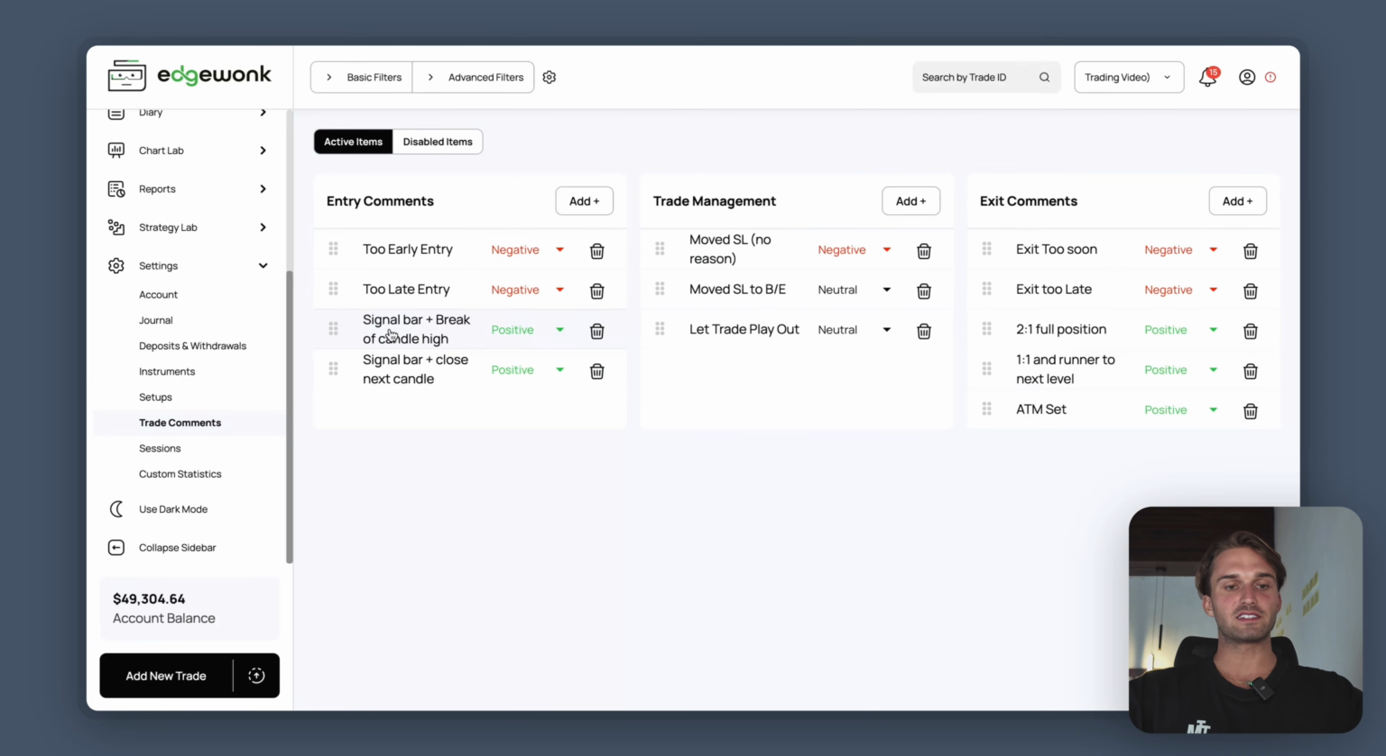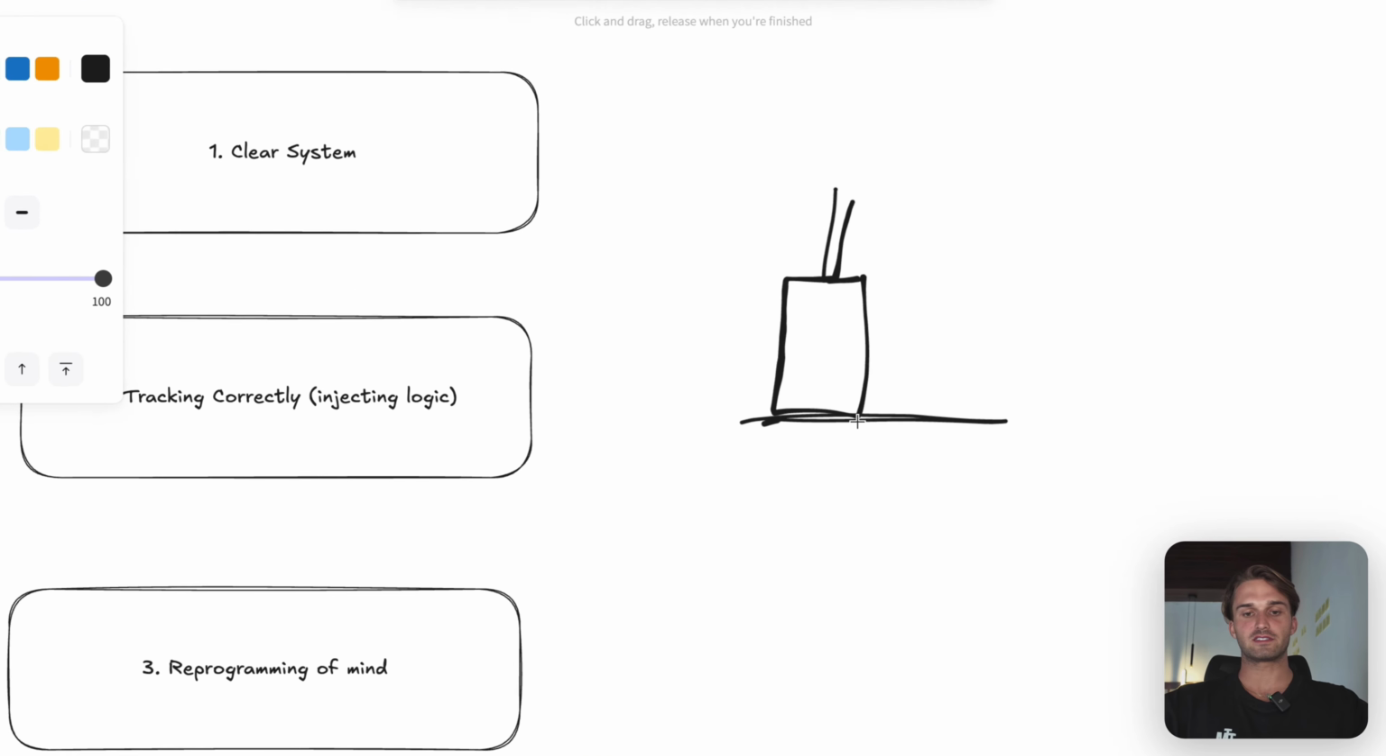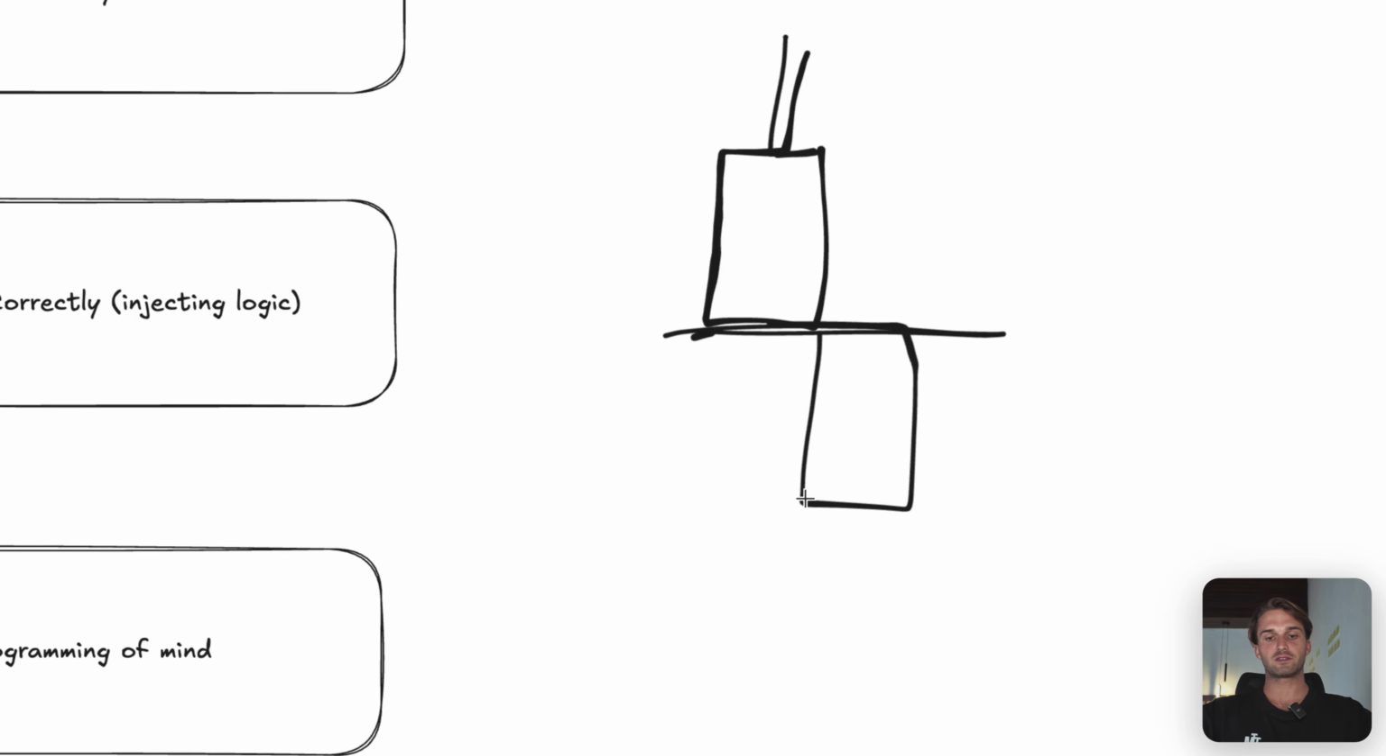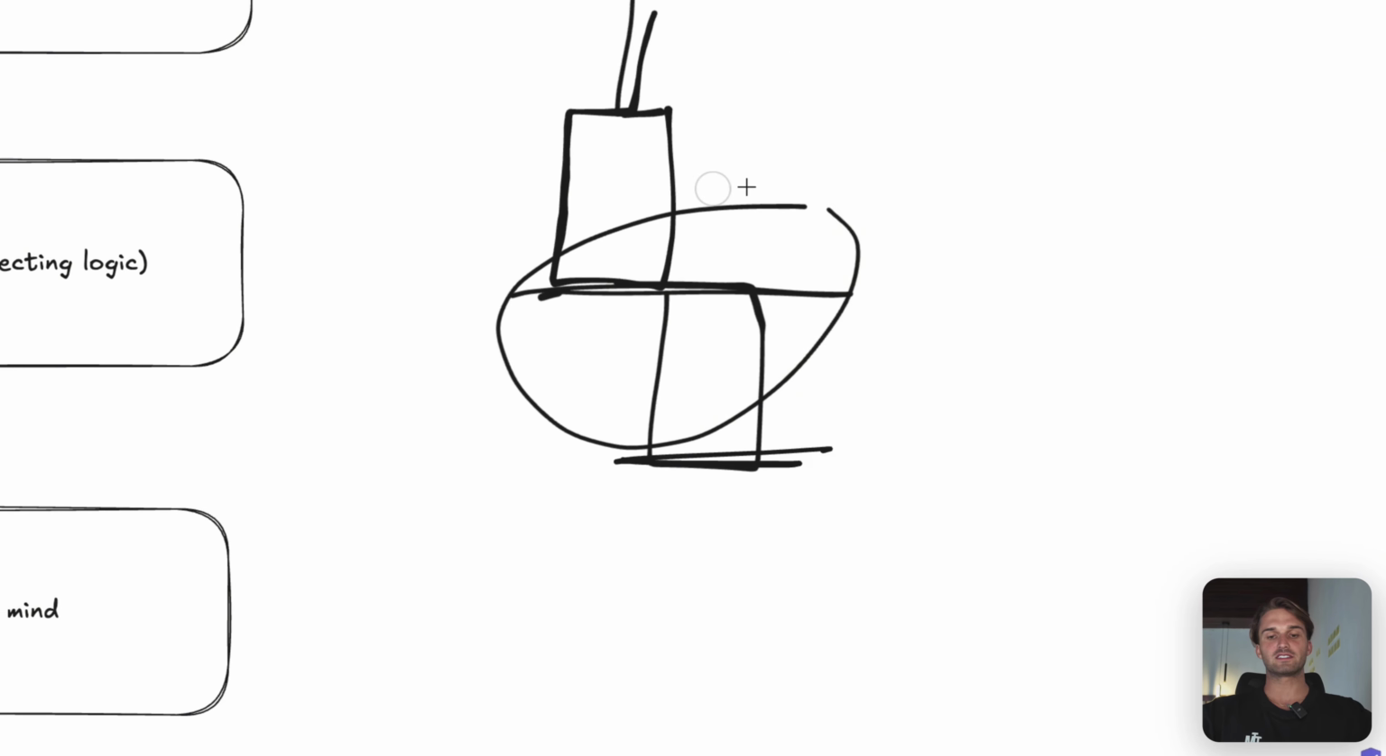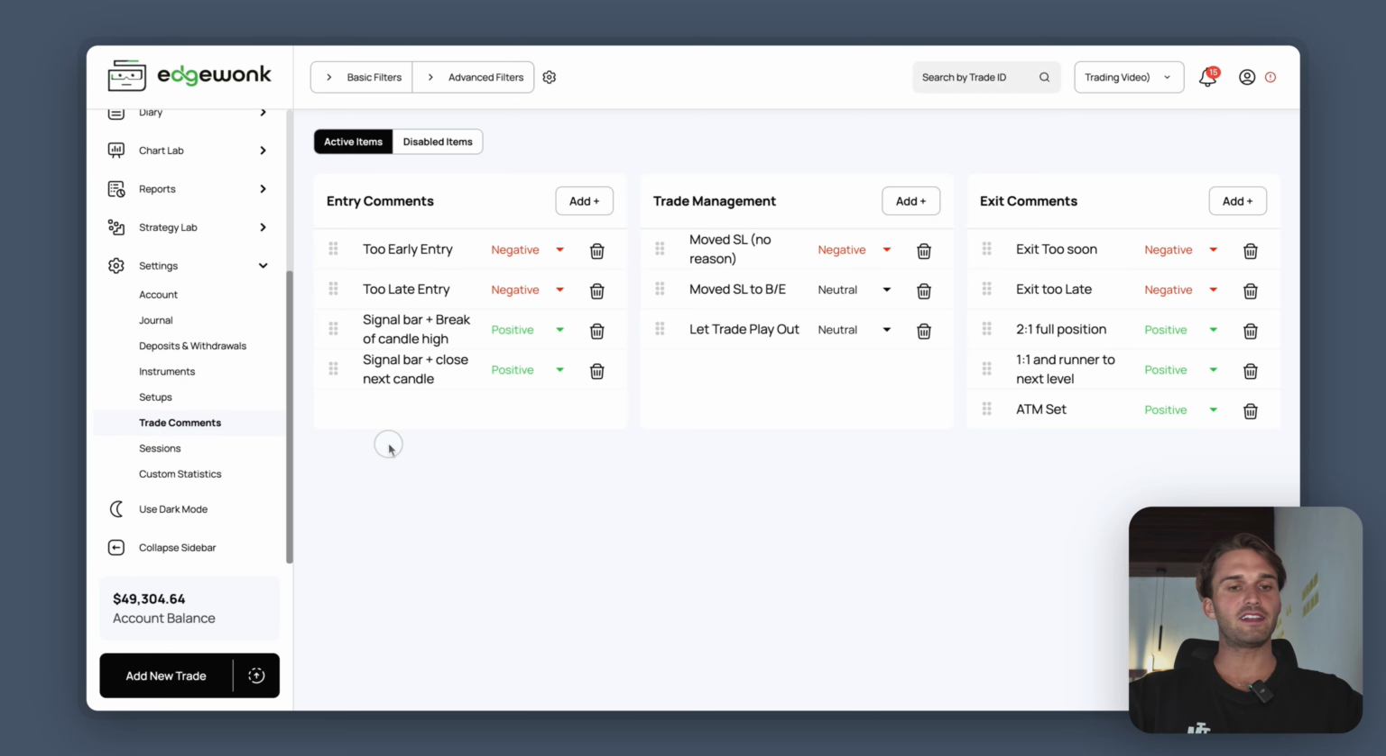Or the second one is a signal bar and the close of the next candle. So that's pretty obvious, it's the next candle close right here. So we take the entry right here. So one of these two is my good entry, and all the other entries are too late or too early.